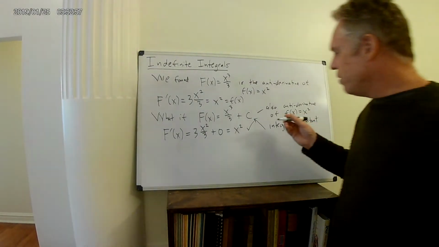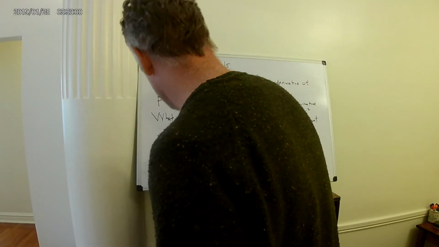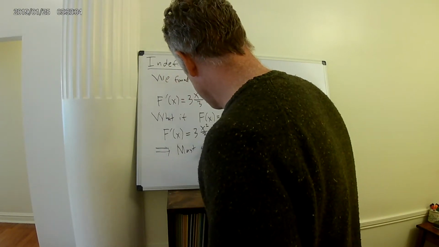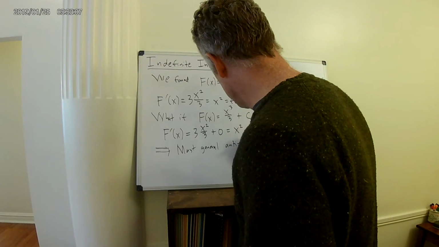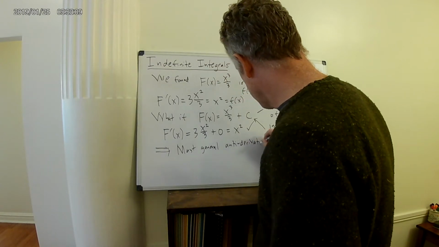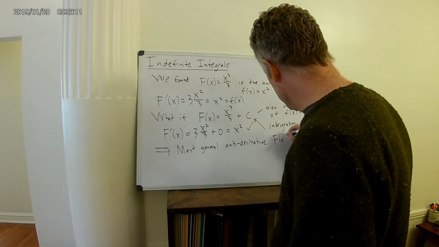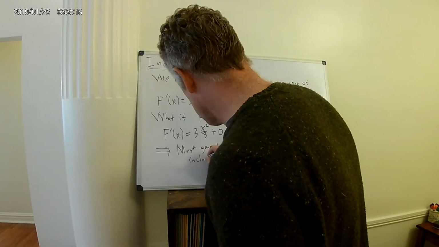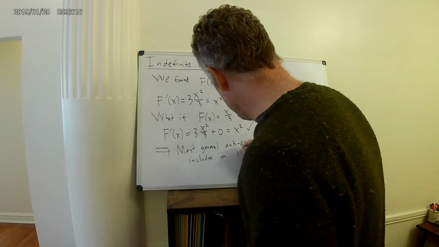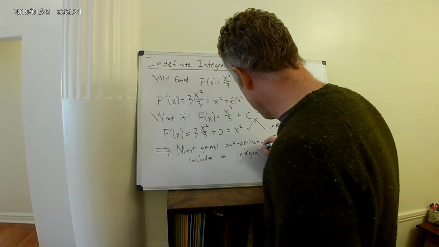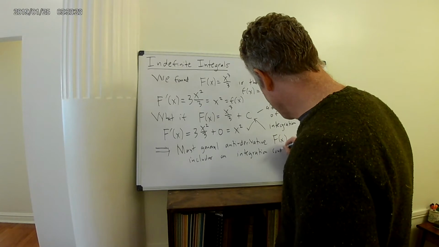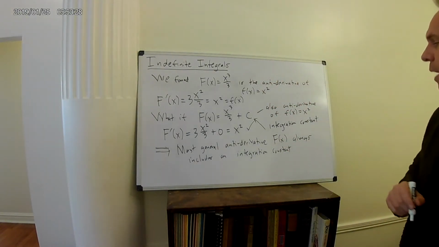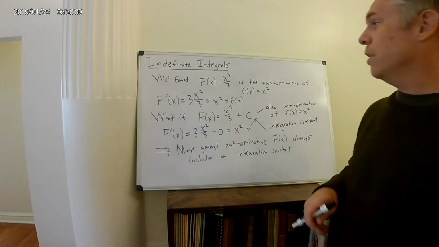And so the conclusion of this is that the most general antiderivative, capital F of x, always includes an integration constant. The most general antiderivative, F of x, always includes an integration constant.